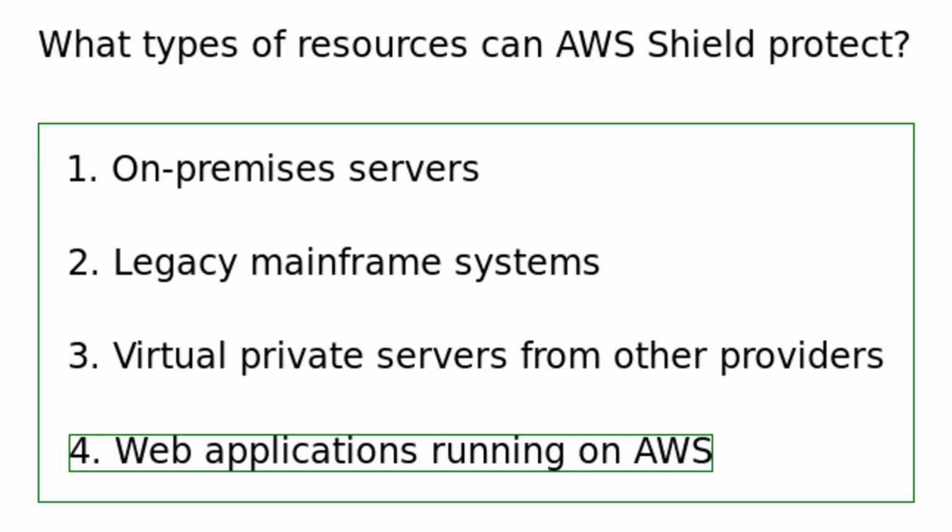AWS Shield can protect web applications that are running on AWS infrastructure, safeguarding them against DDoS attacks.